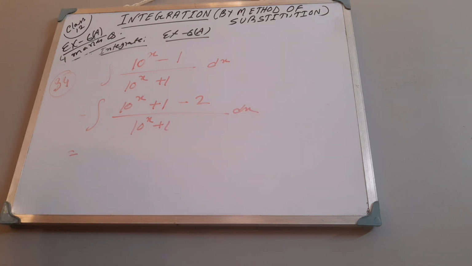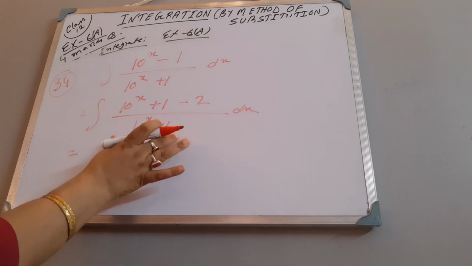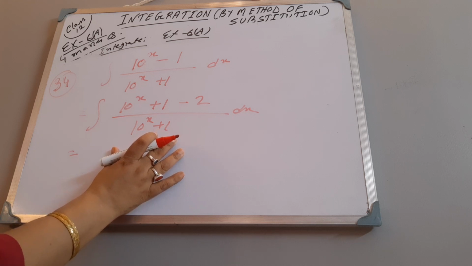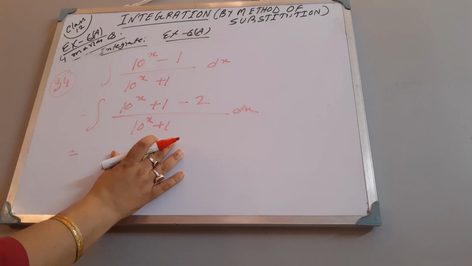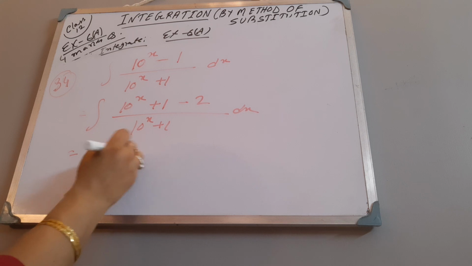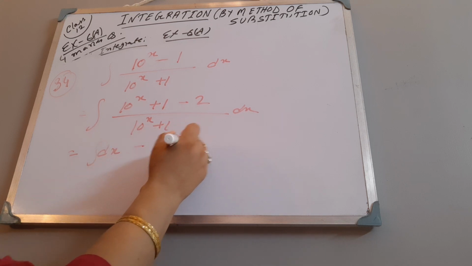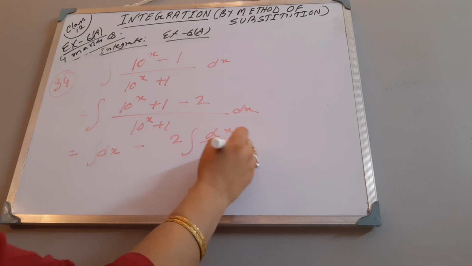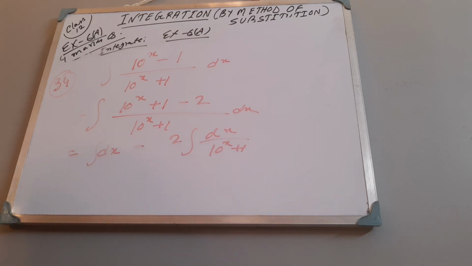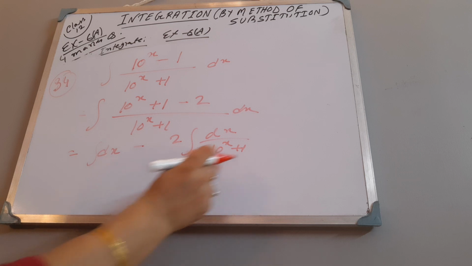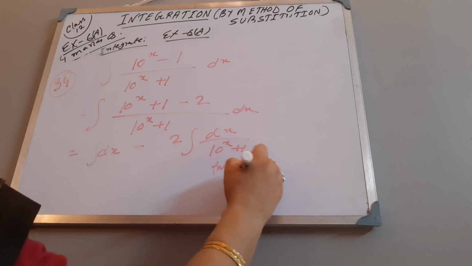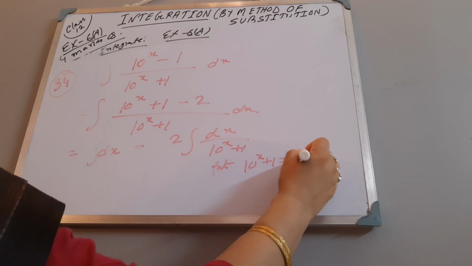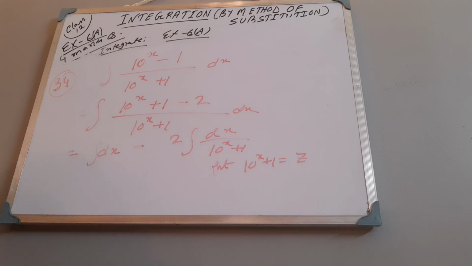Okay. Then 10 to the power x plus 1 by 10 to the power x plus 1 we will get as only 1, so it will be integral dx only, minus 2 by 2 integral dx by 10 to the power x plus 1. Understood? Now we will put 10 to the power x plus 1 as z. Then what we will get?